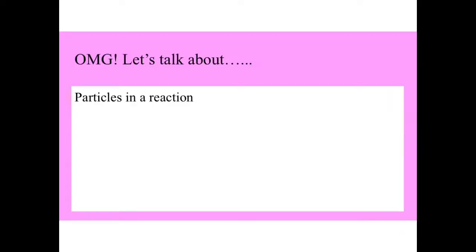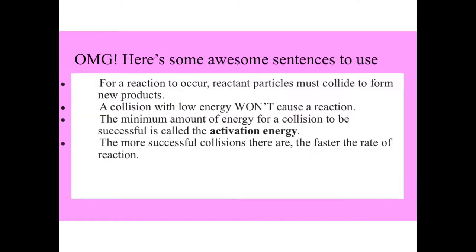To get us started, what happens to a particle during a reaction? You need to know this. For a reaction to occur, reactant particles must collide to form new products. So you have reactants on the one side and products on the other side. A collision with low energy won't cause a reaction, but the particles will still be colliding. The minimum amount of energy for a collision to be successful is called activation energy. The more successful collisions there are, the faster the rate of reaction.